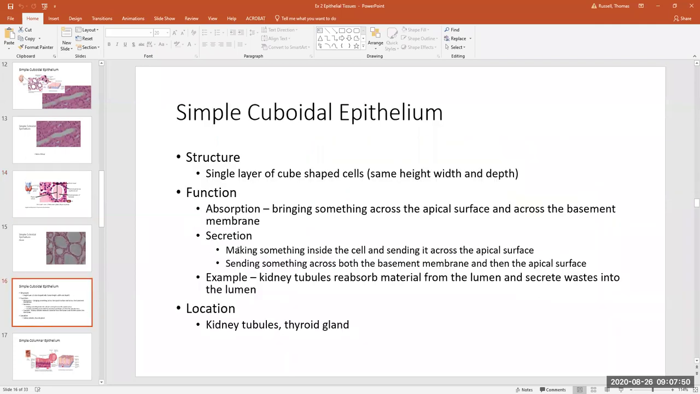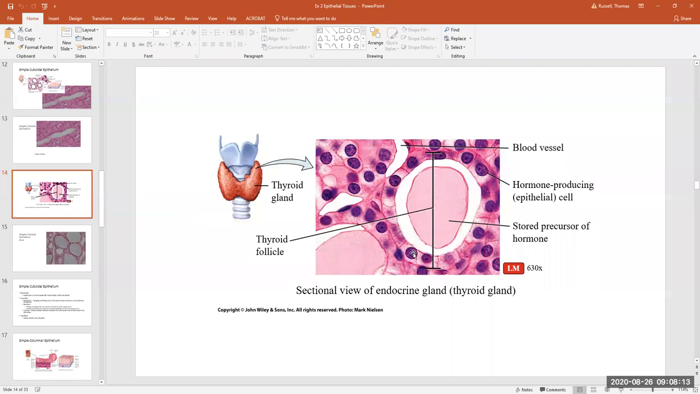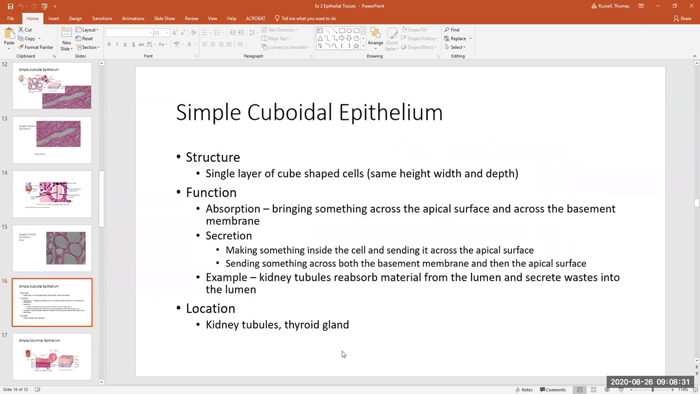Now, secretion is the opposite movement. It's where some product, like a hormone, is made on the inside of the cell, and the product then is expelled through the apical membrane. And when something is expelled through the apical membrane, going from in here through the apical membrane, that's called secretion. So when something goes through the apical membrane, it's called secretion. When the substances go back into the cell through the apical membrane, that's called absorption. So cuboidal cells both can absorb and secrete.